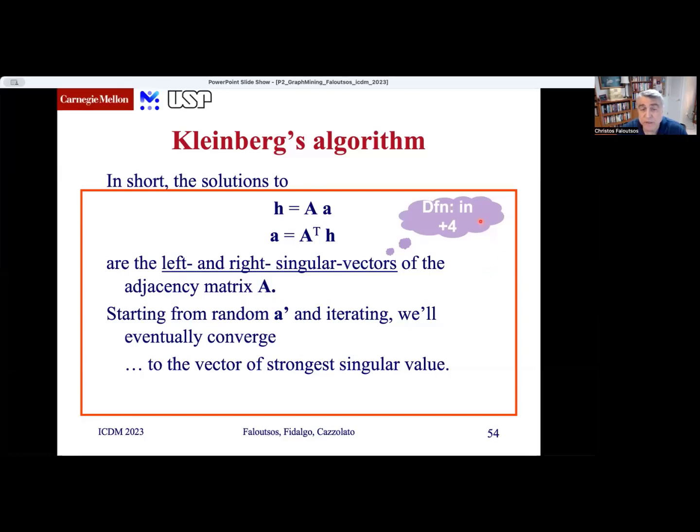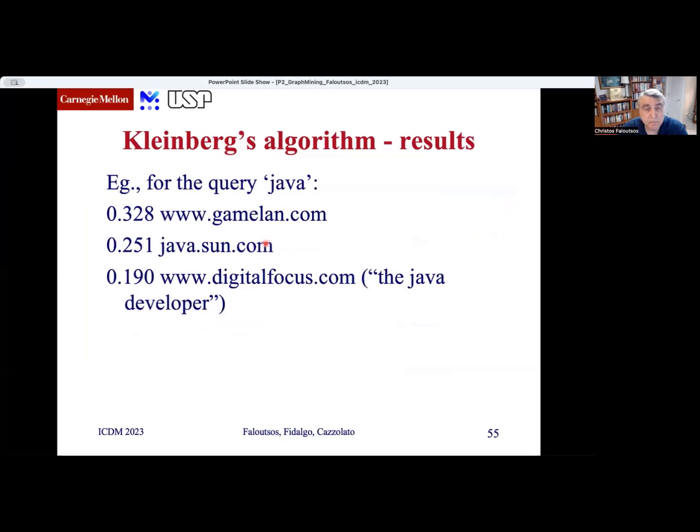The definition of the singular vectors will come in a few slides, so stay tuned, but everybody agrees that this is a simple operation. Start with a random vector, multiply, multiply, multiply, do that a few times, and this is it. And by matrix algebra, this will converge quickly, after 10 iterations or so, to the appropriate scores.